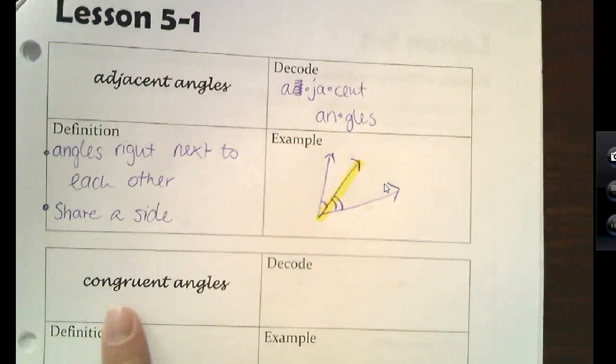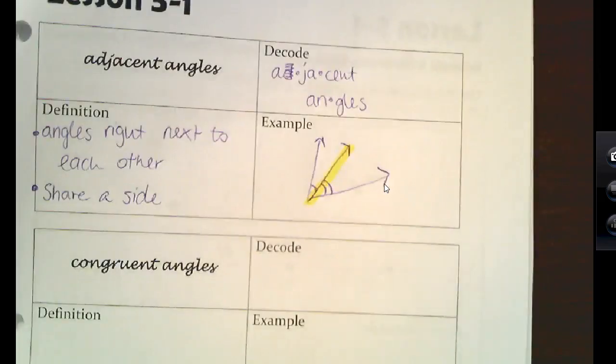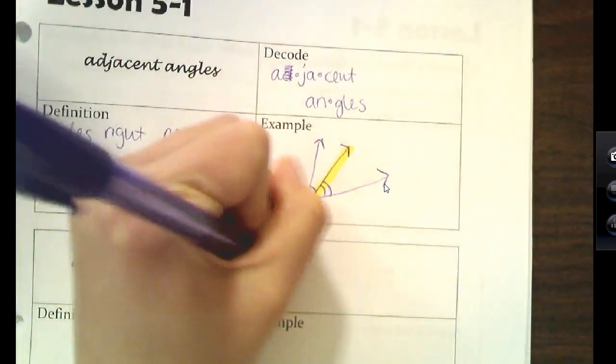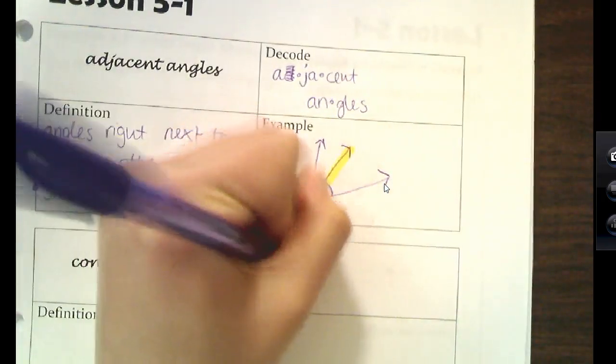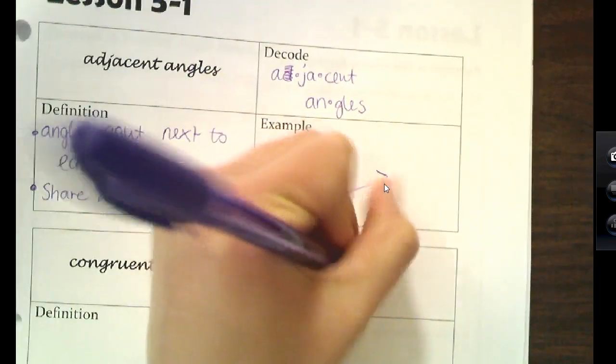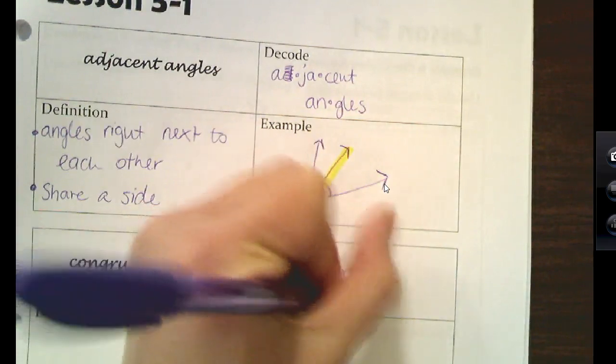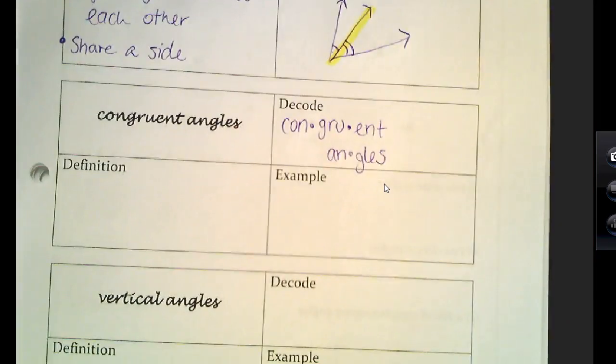All right, this next word is congruent. So go ahead and decode congruent angles for me. I'd probably do congruent angles. Congruent angles. And we're going to say that word together too. Our second word for today is congruent angles. What's the word, class? All right, I want to hear everybody. Congruent angles. Very good.